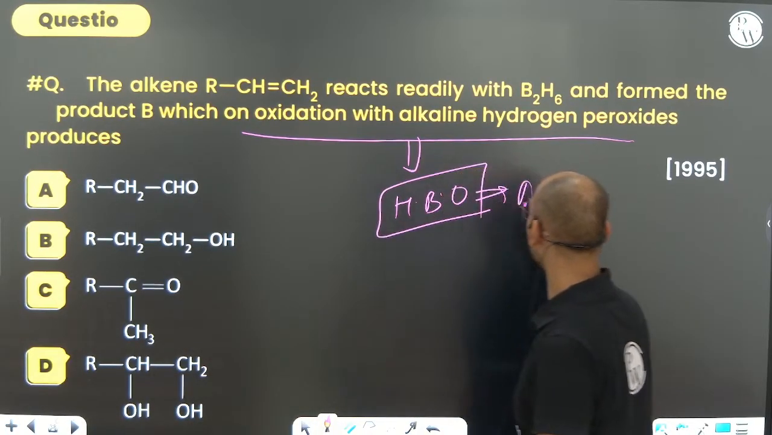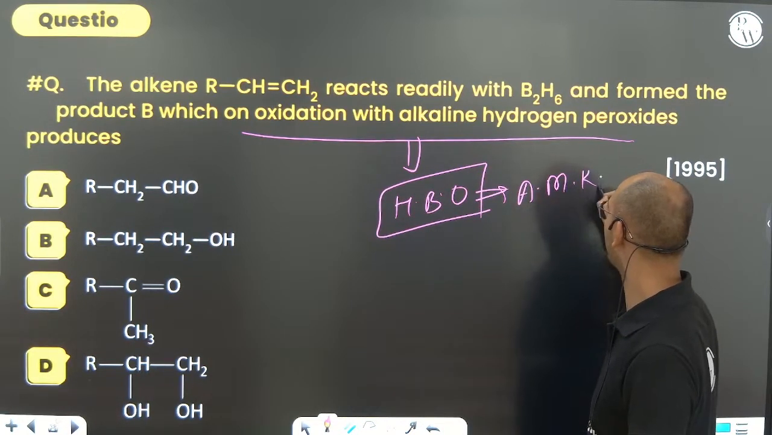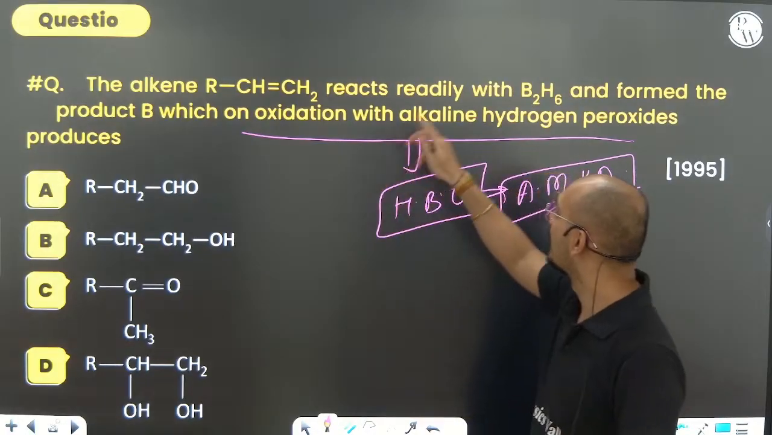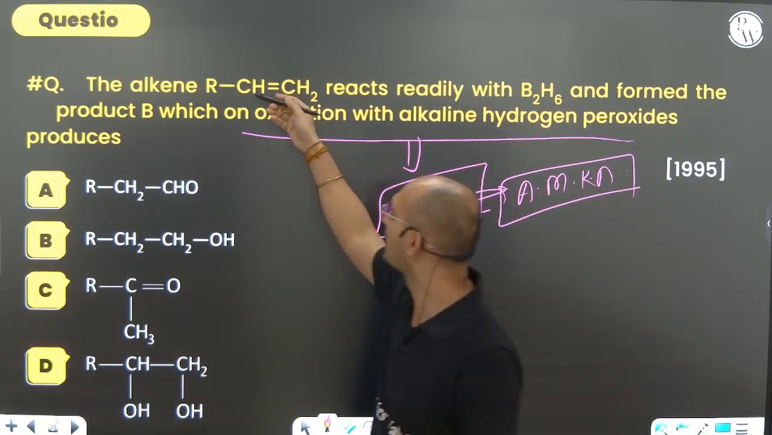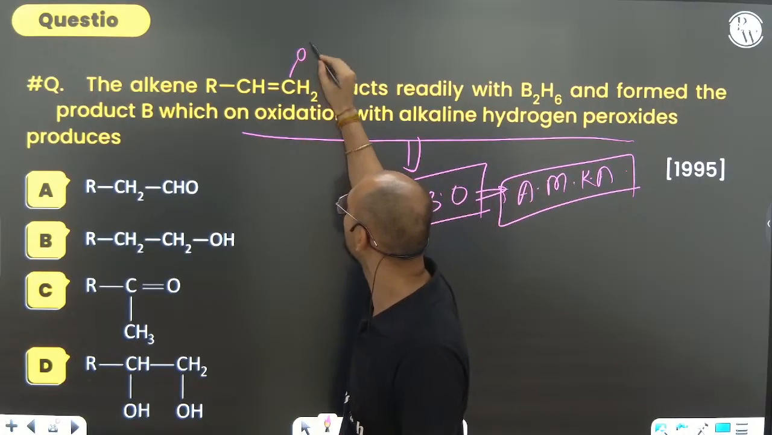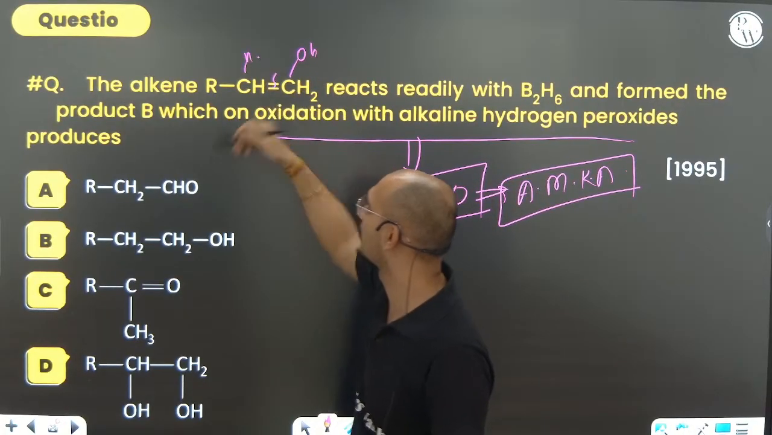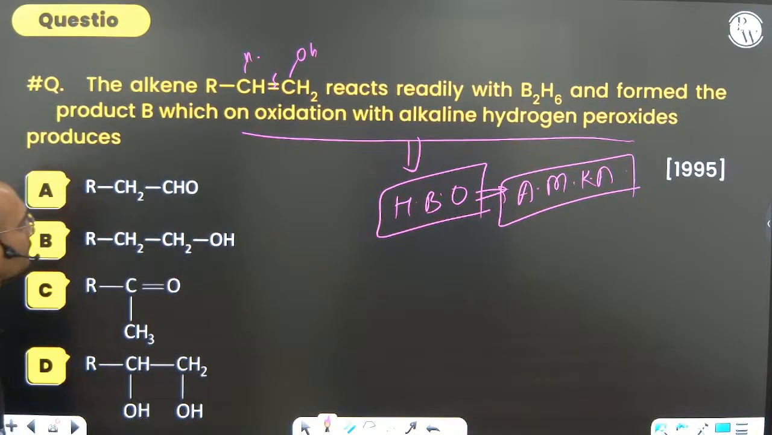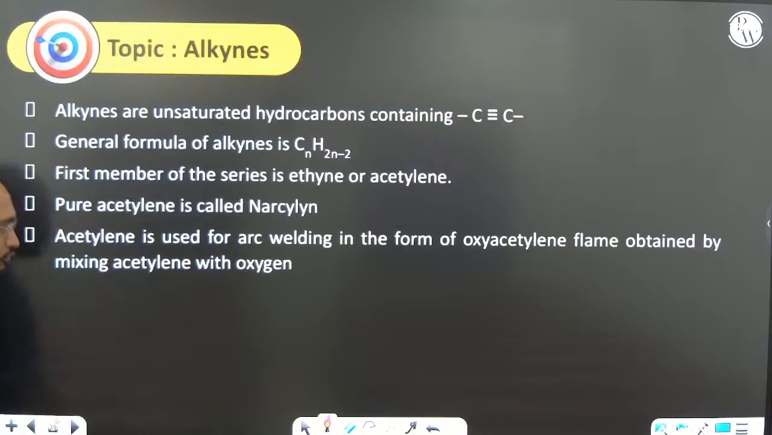What will happen in anti-Markovnikov addition? If anti-Markovnikov addition is taking place, can you see, anti-Markovnikov addition means you attach the OH where the number of hydrogens is more. So OH you have to put here, H you have to put here, so RCH2CH2OH. Option B is the correct option. Any difficulty? No difficulty, very good.